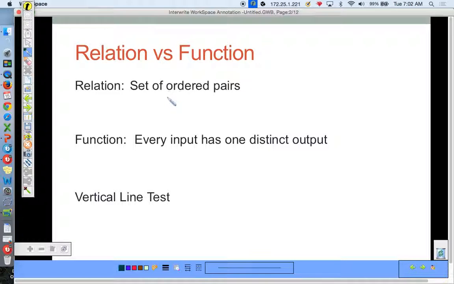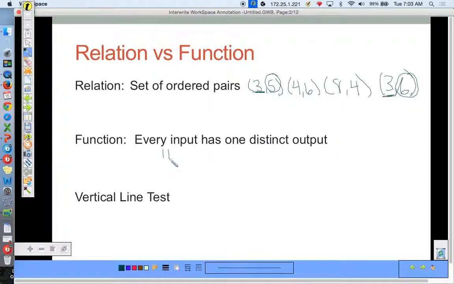A relation is any set of ordered pairs. For example, you could have (3, 5), (4, 6), (8, 4), (3, 6). It's any sort of ordered pair. But for a function, every input has one distinct output. So if we look at this above, this relation here is not a function because 3 and 3 go to two different outputs. And to be a function, every input has a distinct output.